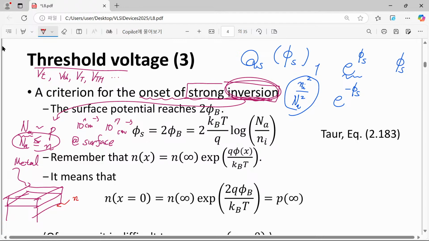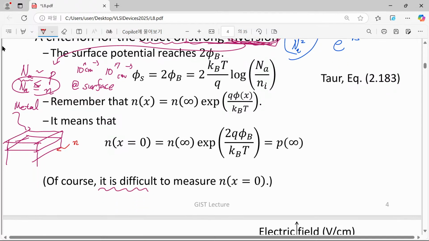Then how can you measure the number of electrons at a certain position? Without destroying the structure, we cannot measure it. And even when we destroy it, we cannot measure it. How can you measure the number of electrons directly? Electrons are invisible to us, so it is almost impossible to detect them. So that's the reason why the theoretical one is just a theoretical one, and we have invented many different ways to actually detect threshold voltage.